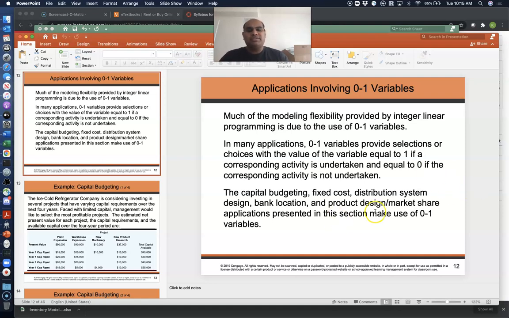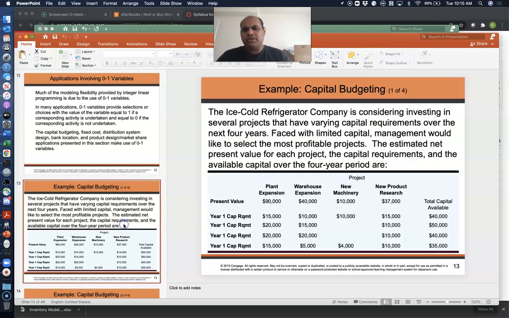There are multiple examples of this: capital budgeting, whenever you have fixed costs. If you're doing something and you incur a fixed cost, one way to put that in a mathematical programming problem is using a 0-1 variable. So we'll look at the capital budgeting and the fixed cost examples. The others are in the textbook. You can take a look at them. All right, so let's look at the capital budgeting example.